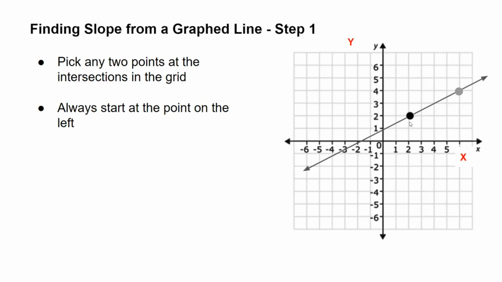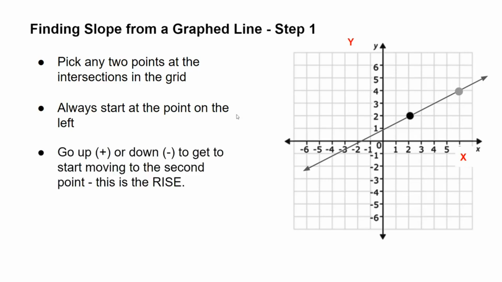Now, our goal in the next step is to start to move to the point to the right. But we're going to go up or down first. So we always want to make that first move either up or down. And if we go up, we're going to think of this as a positive slope. If we have to go down, we're going to think of this as a negative slope. In this first step, we are finding the amount of rise. So graphically, that's how it looks.